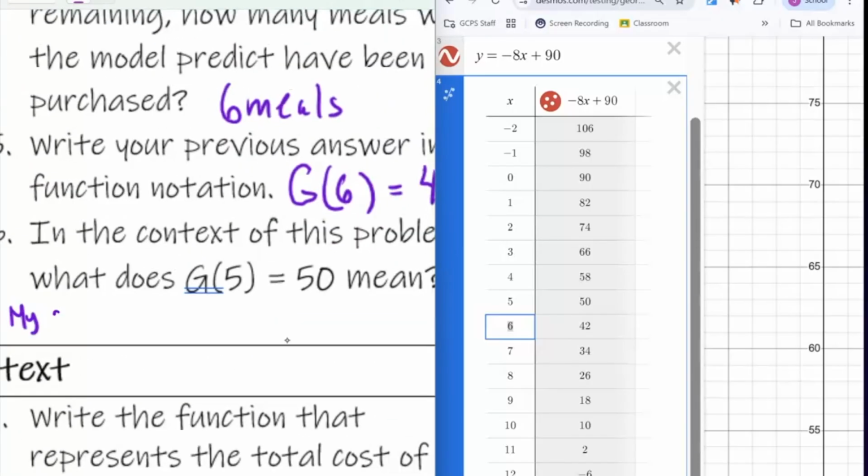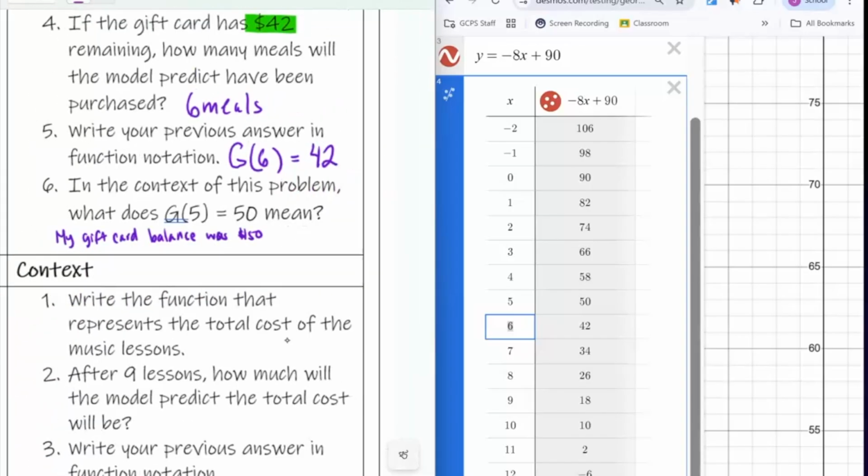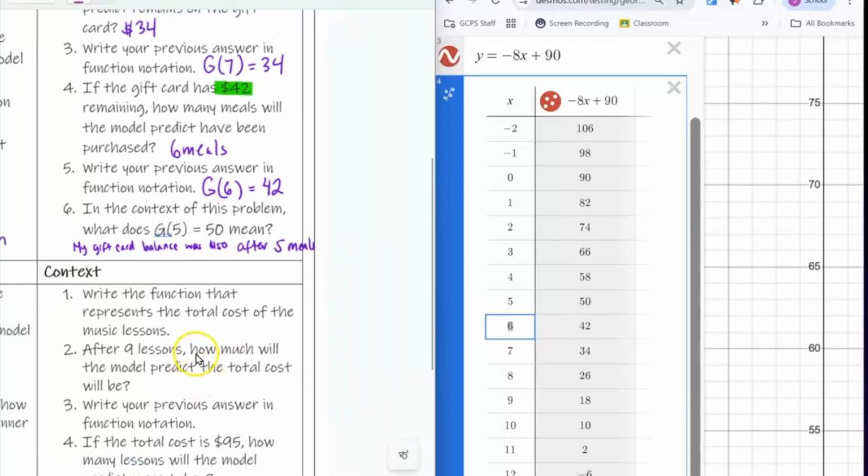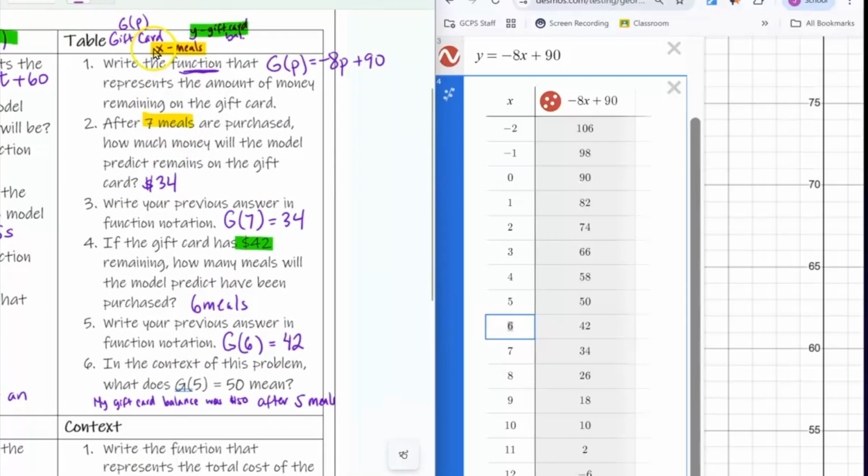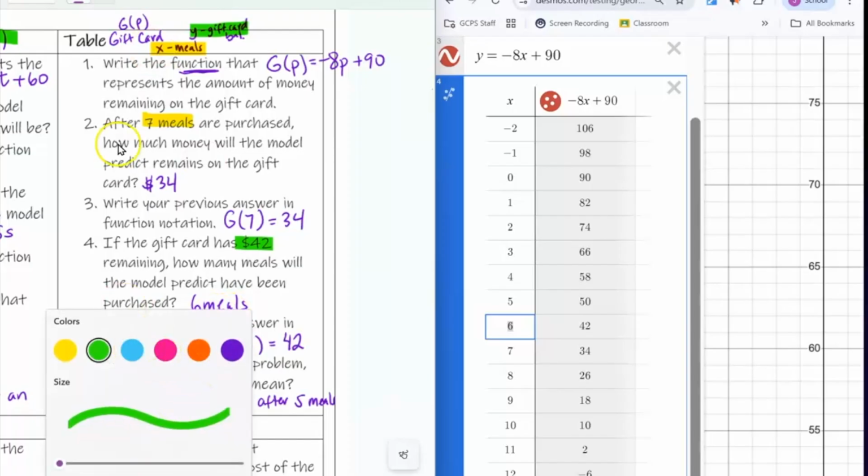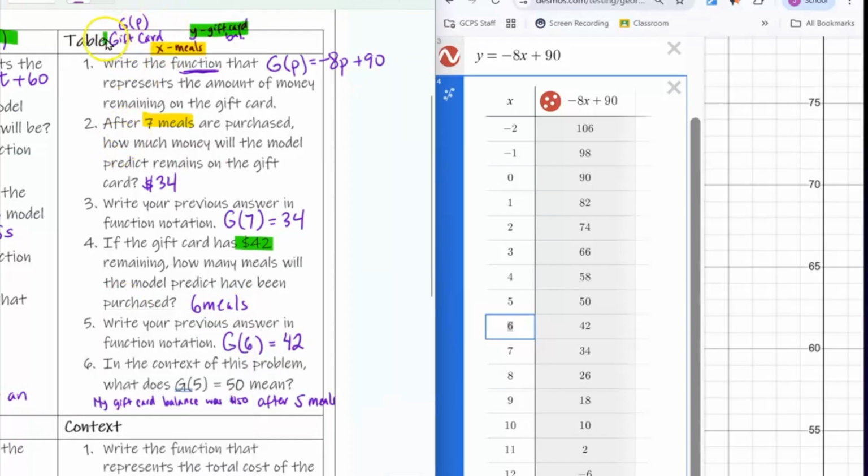My gift card balance was $50 after 5 years. Now I'm going to highlight to make sure I got everything. I need my name, and I'm going to put the name in blue. The gift card is the name right there.